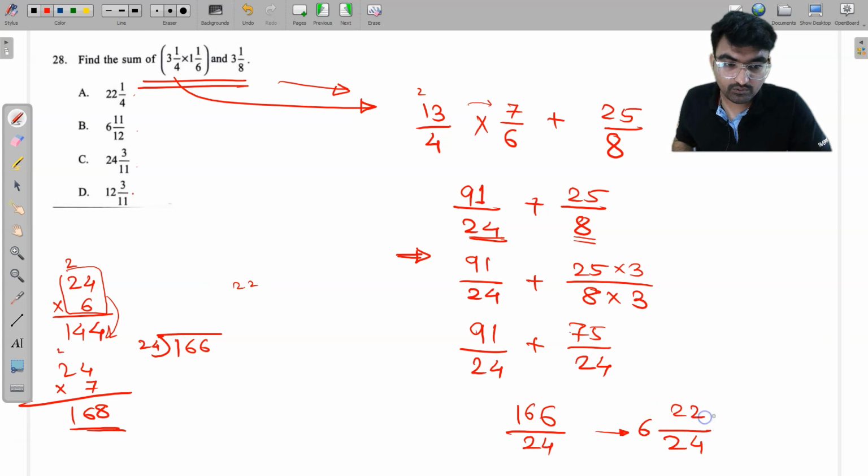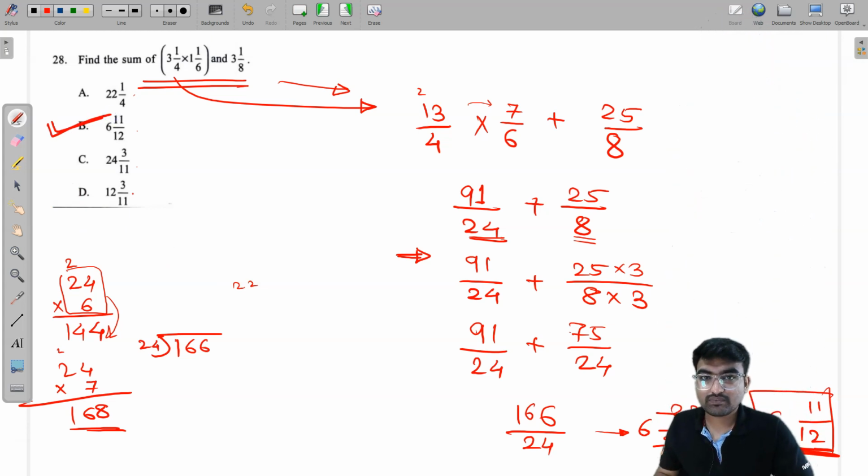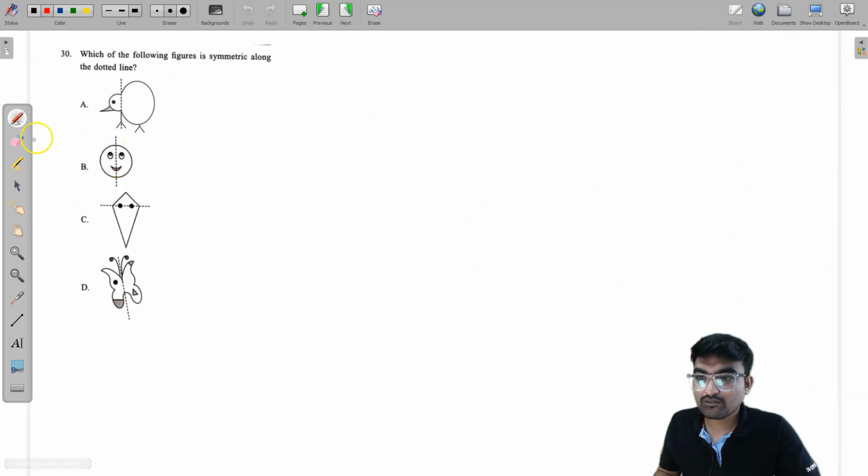So 22. Now I can divide these two numbers, that will be 12 and 11. So I can write the same fraction as 6 11 by 12. Correct? So can we see this in the options? Yes, option number B. Got it? Right? So now next. Which of the following figures is symmetric along the dotted line? Okay, so one is not symmetrical at all.